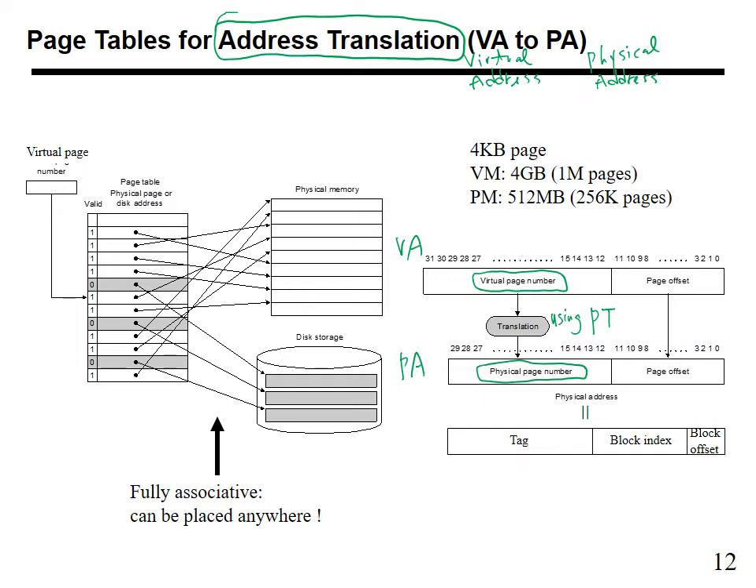So the idea behind the virtual address access is the address translation process, from the virtual address to the physical address. Given the 32-bit virtual address on the right-hand side, the page offset stays the same, but the virtual page number, VPN, is translated into the PPN, the physical page number, using the page table. This process is called address translation.